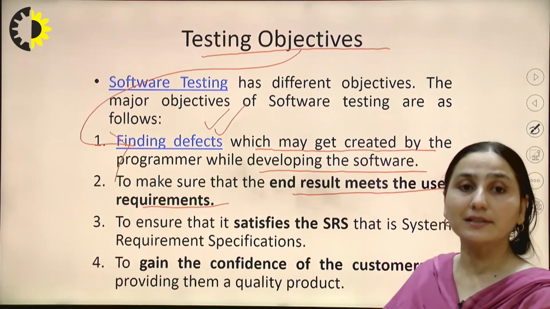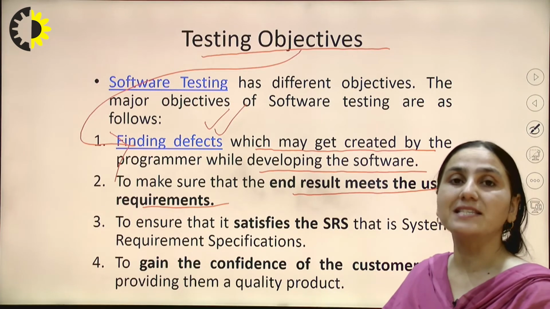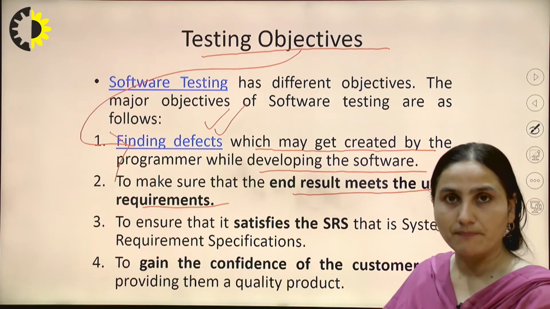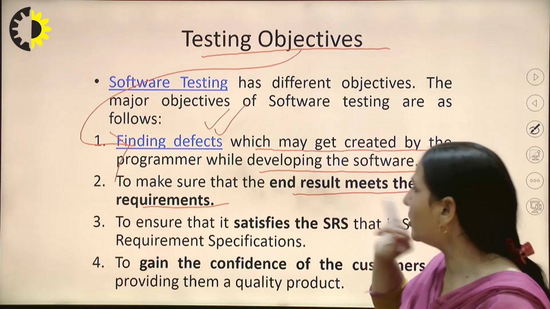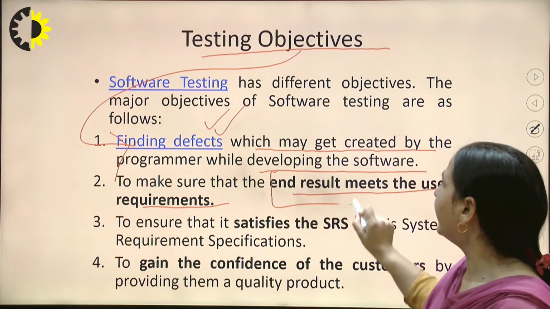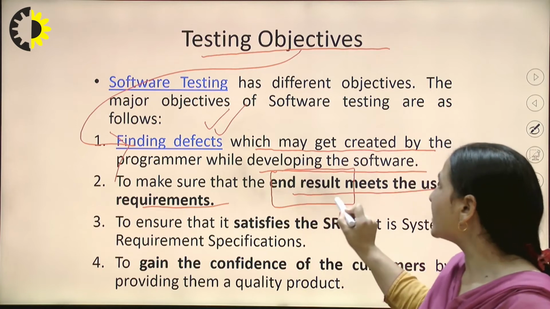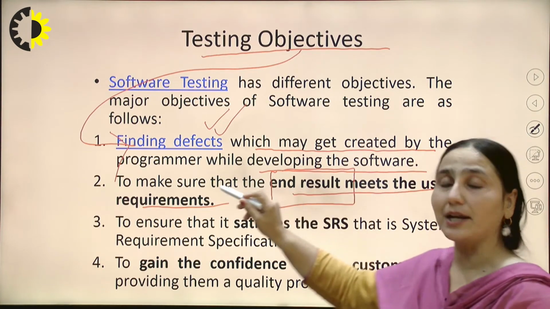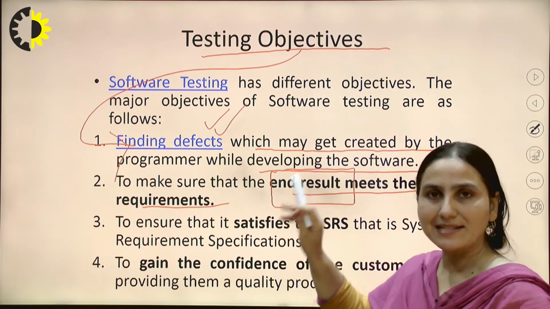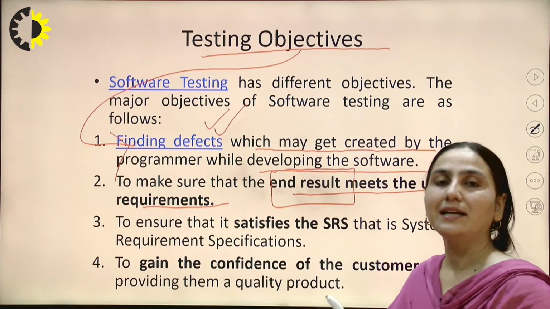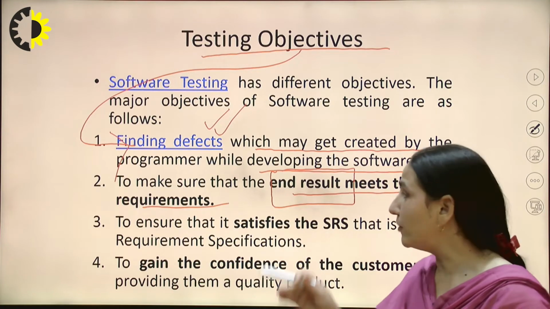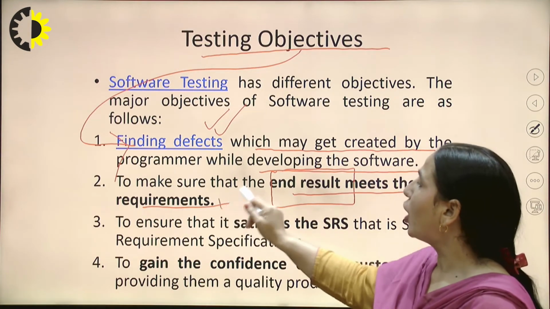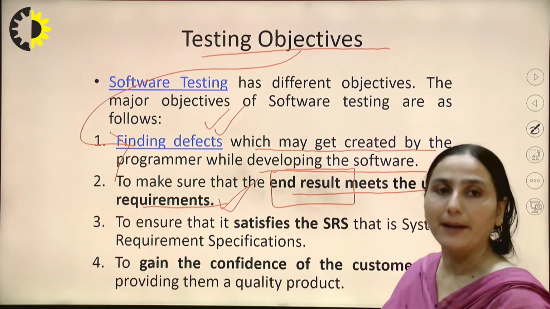See, initial is the thing that is basically the requirement of the end user. So based on the requirements of the end user, we should be very sure that whatever end results we are getting are going to meet the requirements. That is again the main objective, that we should be able to get a particular software which is going to work properly according to the requirements of your end user.